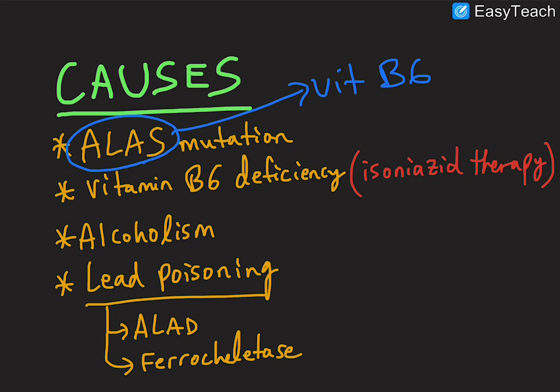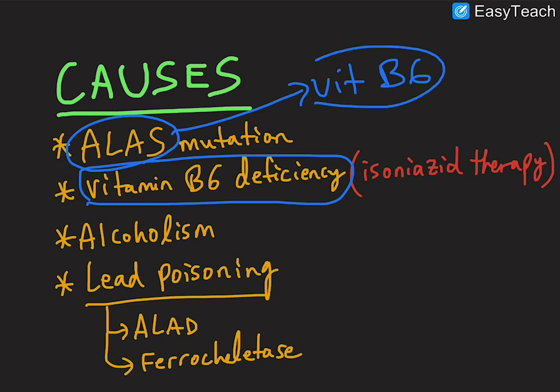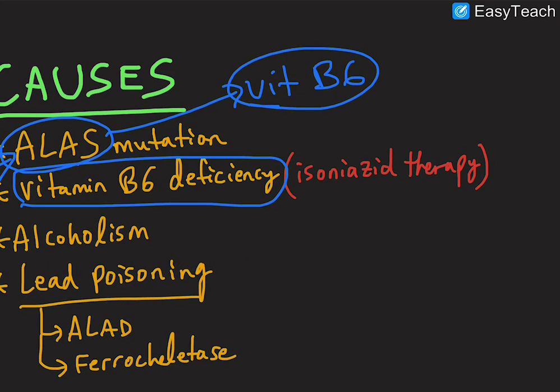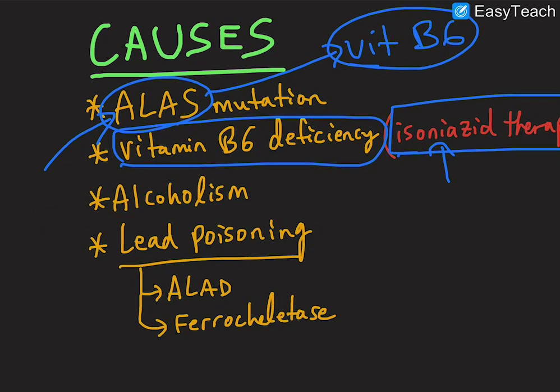Other causes include vitamin B6 deficiency. If you're deficient in vitamin B6, aminolevulinic acid synthase cannot work, again leading to no production of protoporphyrin, leading to sideroblastic anemia. A thing to watch out for is patients who are on isoniazid for tuberculosis, for example. Keep in mind that isoniazid therapy reduces B6 levels, so that's another way you can be B6 deficient.